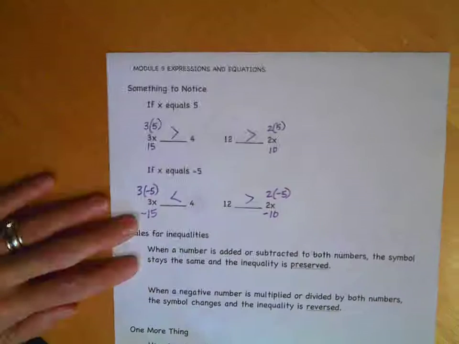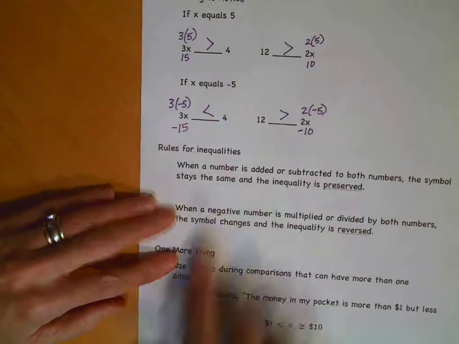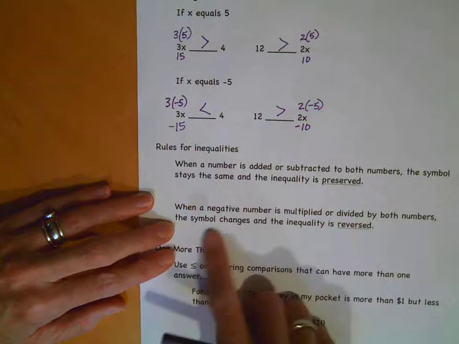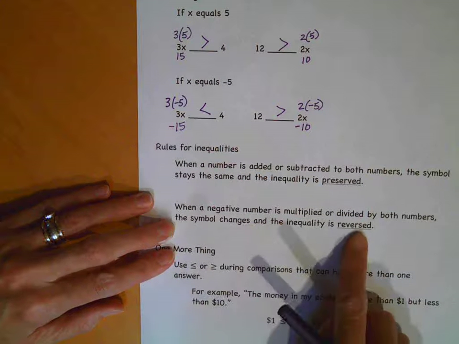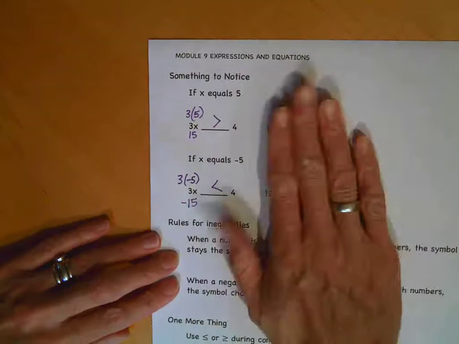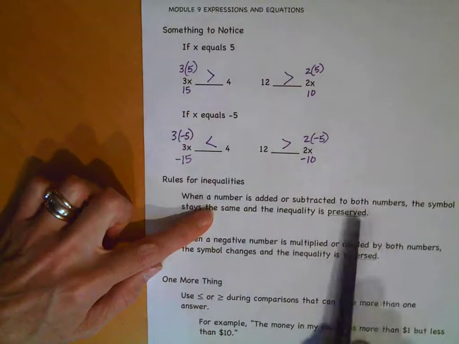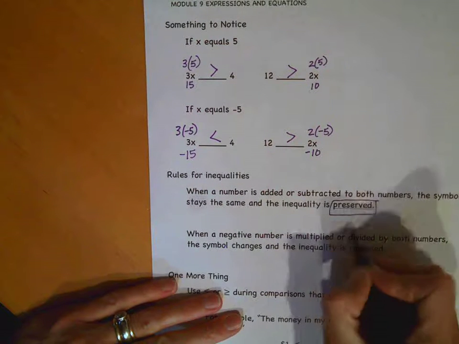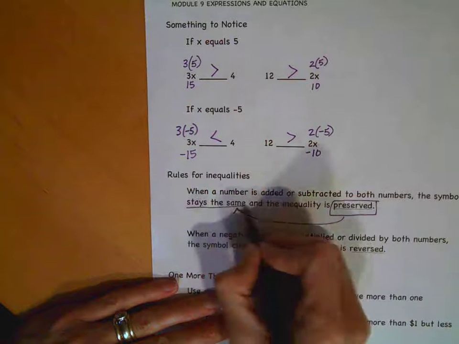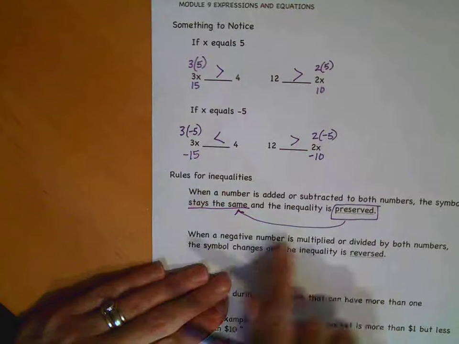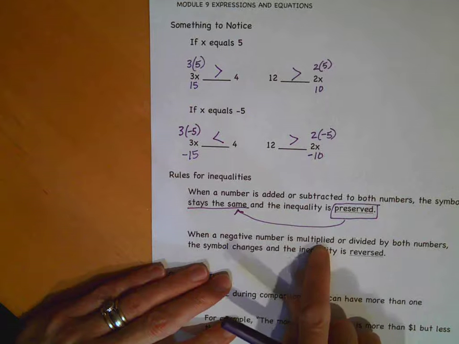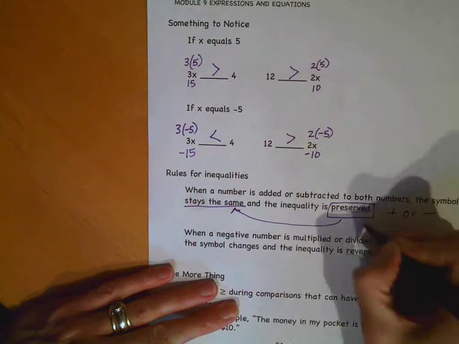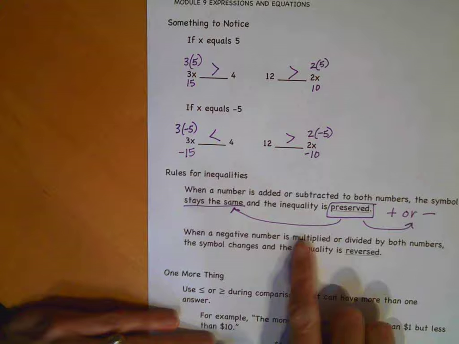However, look at what happens over here. It says when a negative number is multiplied or divided by both numbers, the symbol changes and the inequality reverses. So look at this. This is a perfect example of this. So when you're adding and subtracting numbers, the sign stays the same. It's called preserved. You need to know that. Preserved means stays the same. However, when you're multiplying, change signs, so adding and subtracting, this is add or subtract preserved.